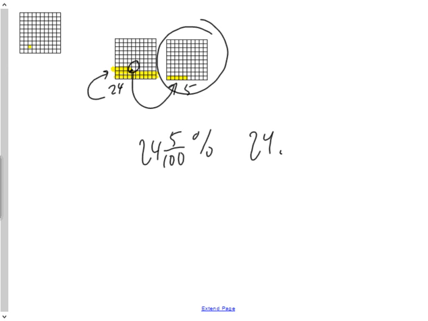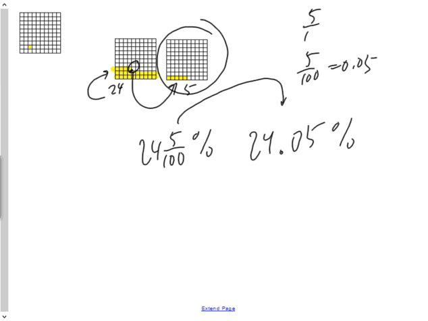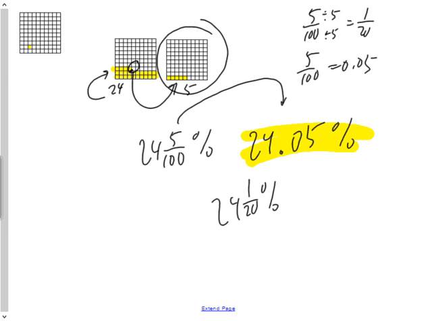Another way to write that is 24 and 5 hundredths as a decimal, so 24 and 5 hundredths percent. Or if we wanted to express 5 hundredths in lowest terms, we could divide by 5 and give you 1/20th. So there are 3 acceptable answers for what this is as a percent. For the most part, people probably wrote this one here. But in addition to that one, you probably could have written this one because that's easy. And if you were real bright, you probably wrote it as 24 and 1/20th.